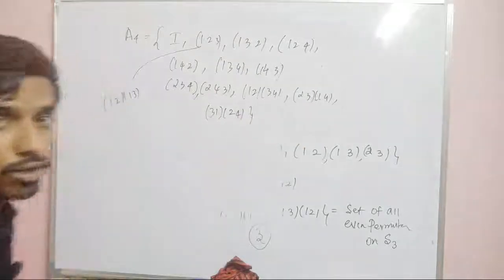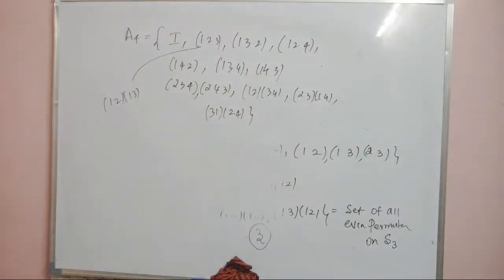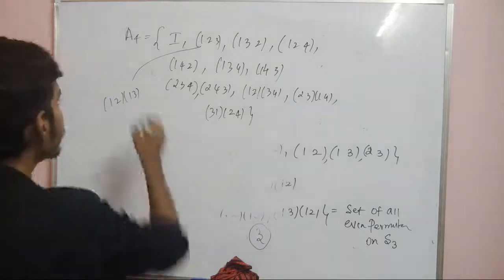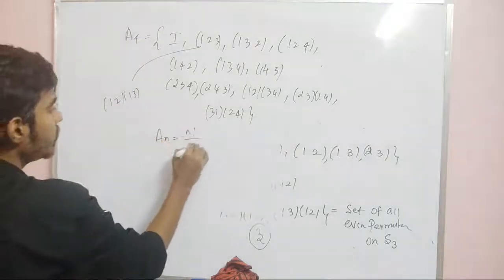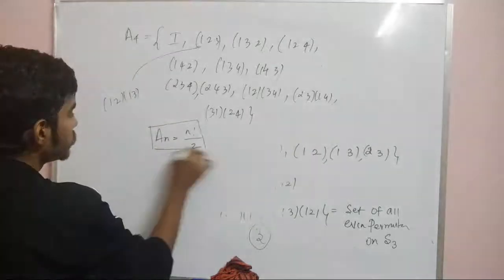So these are the 12 permutations that are even in S4. So you are going to call that A4. You can see in general the number of elements in An will be n factorial by 2.